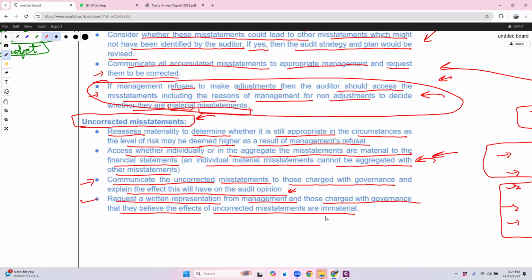Because you think, as the management of the company, even though the auditor is saying this is material, according to our own judgment, we think that it is not material. So you need to take a written representation from the management explaining why they think it is immaterial. You will have to take that written representation. Got it?